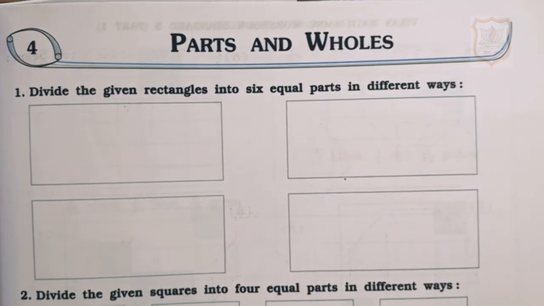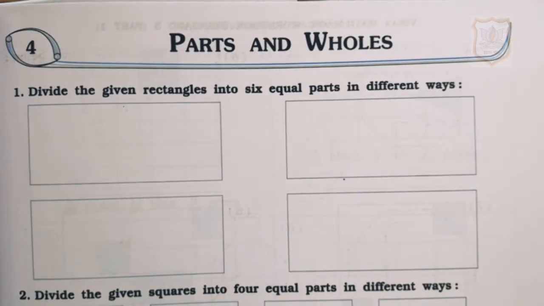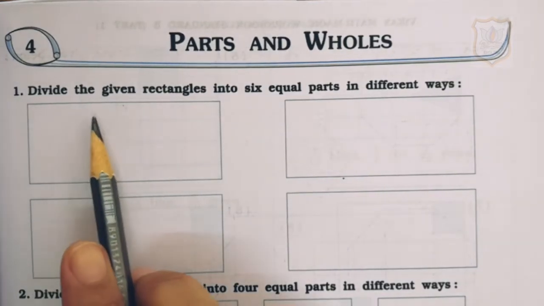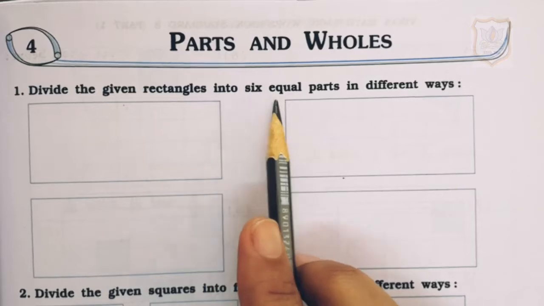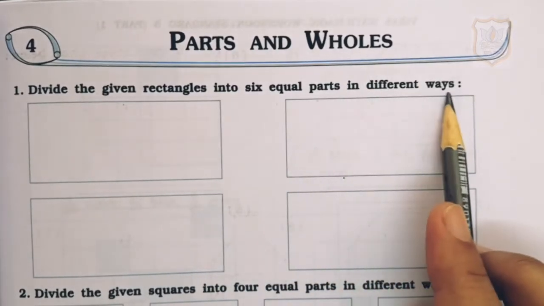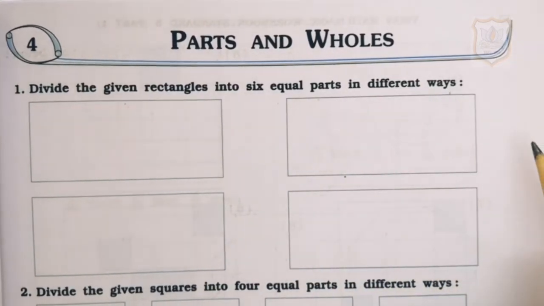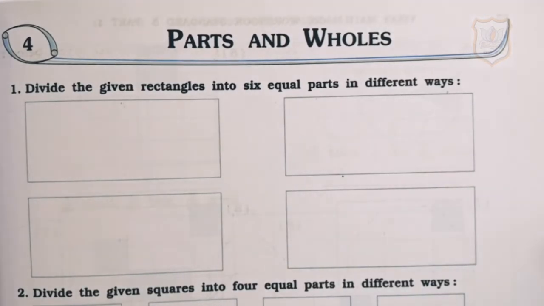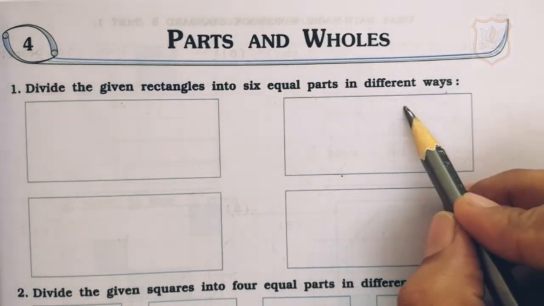Now students, we will start our chapter number 4, parts and wholes from our workbook. Question number 1. Divide the given rectangles into 6 equal parts in different ways. Students, here we have to divide these rectangles into 6 equal parts. आपको ये रेक्टेंगल्स को 6 इक्वल पार्ट्स में डिवाइड करना है एंड दैट टू इन डिफरेंट वेज.